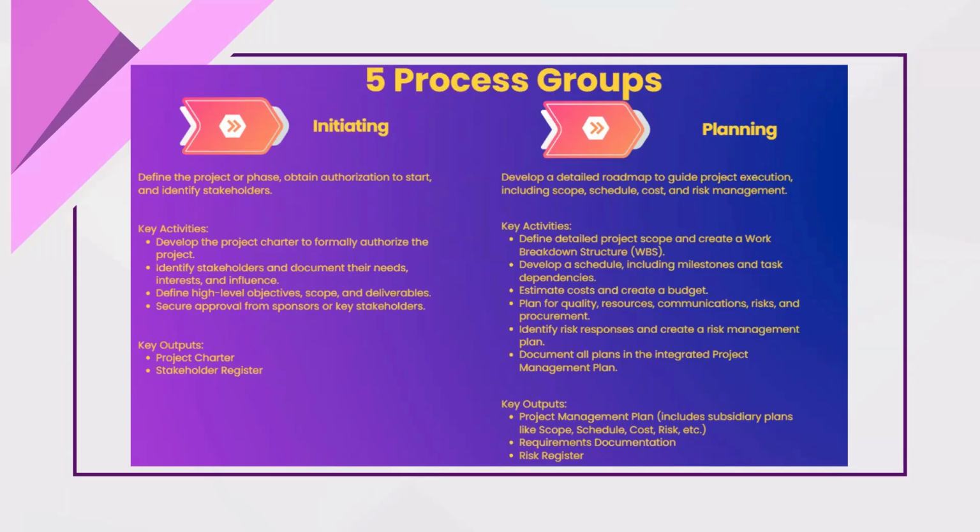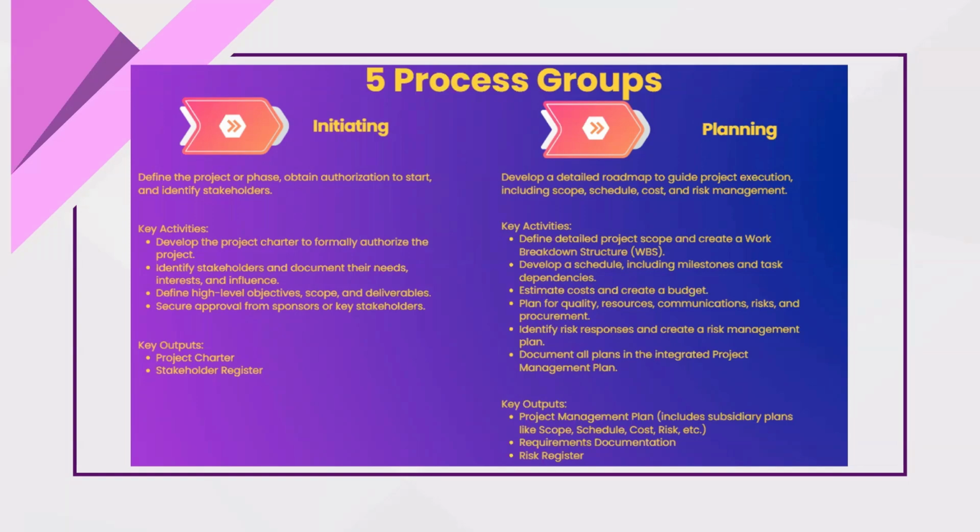Now, high level scope, objectives, and success criteria are all defined during this process group. This is the go or no go stage. We set the vision, align stakeholders, and make sure there is a clear business justification before investing time or money. Without proper initiation, a project can start fast, but it may fail early, because it's not grounded in clear purpose or alignment. So this initiation phase is really very important.